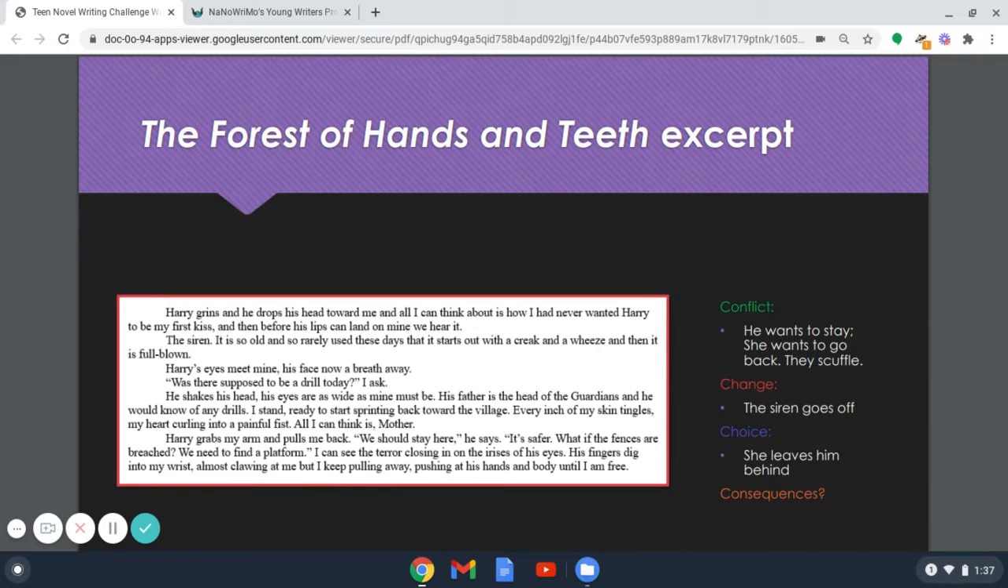I stand, ready to start sprinting back toward the village. Every inch of my skin tingles, my heart curling into a painful fist. All I can think is mother. Harry grabs my arm and pulls me back. "We should stay here," he says. "It's safer. What if the fences are breached? We need to find a platform." I can see the terror closing in on the irises of his eyes. His fingers dig into my wrist, almost clawing at me. But I keep pulling away, pushing at his hands and body until I am free.